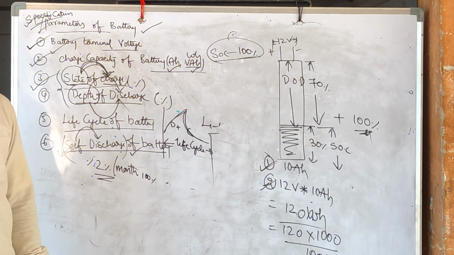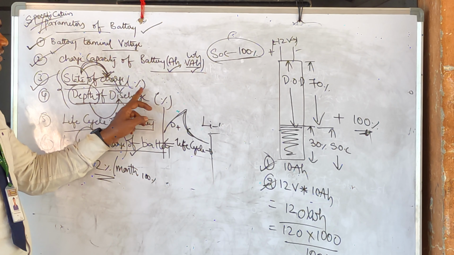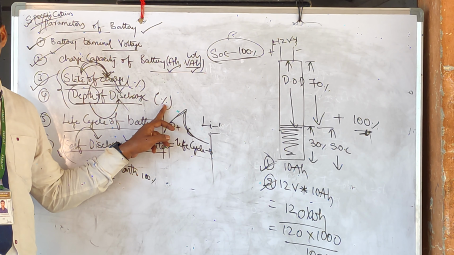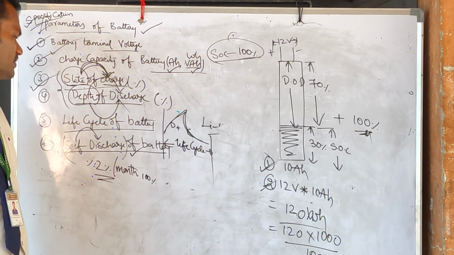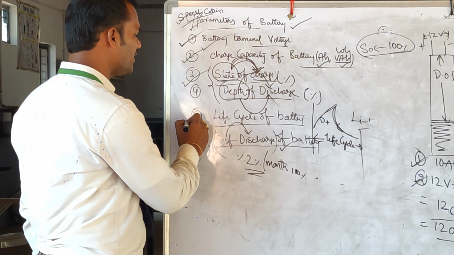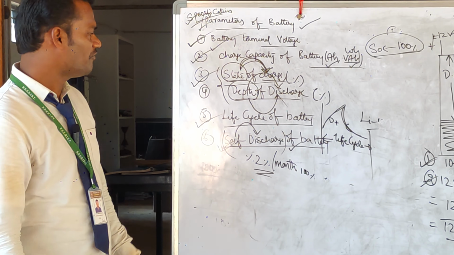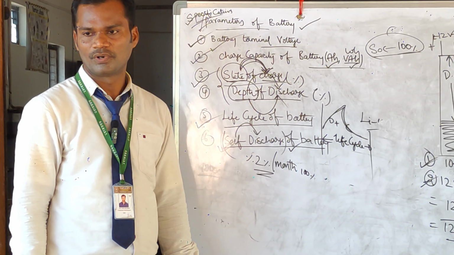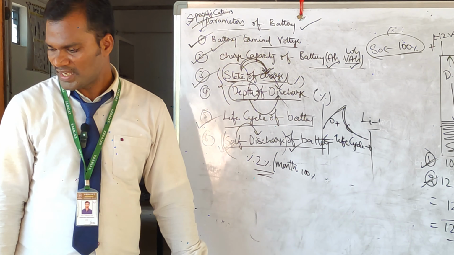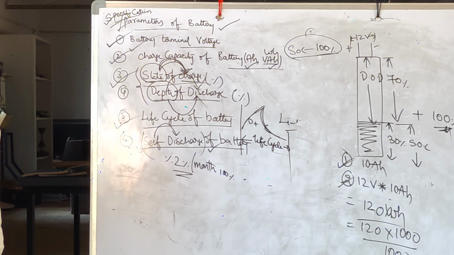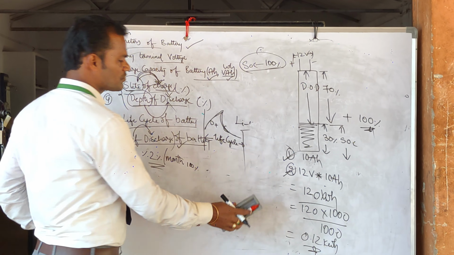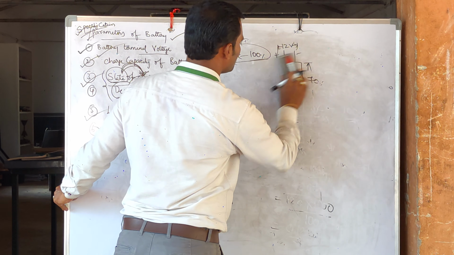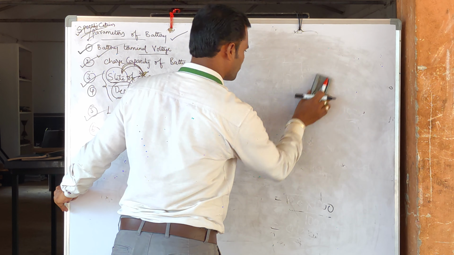How to calculate state of charge or depth of discharge? It has to be represented in percentage. Next parameter is the life cycle of a battery. Already I told you, if you buy a battery, every battery will have life cycles. Let's try to understand how a lithium ion battery life cycle works.